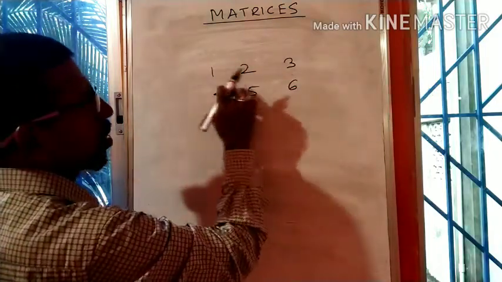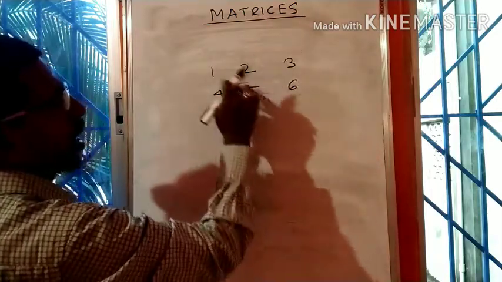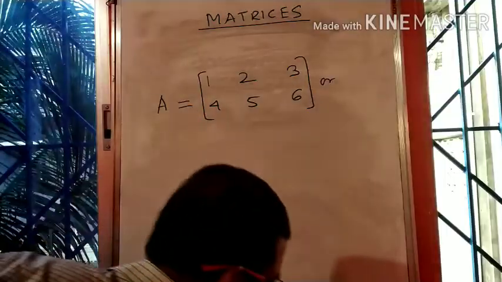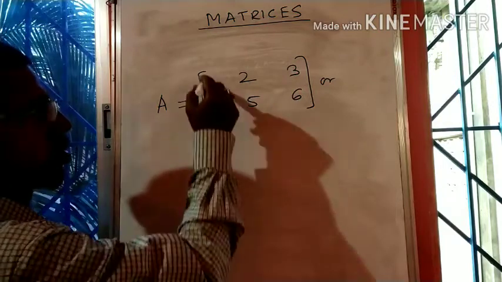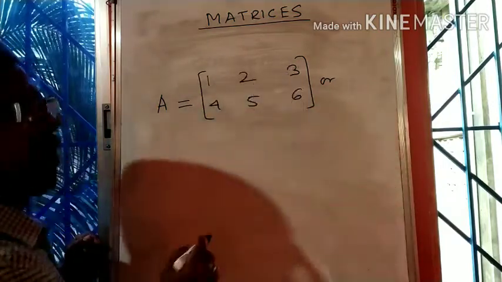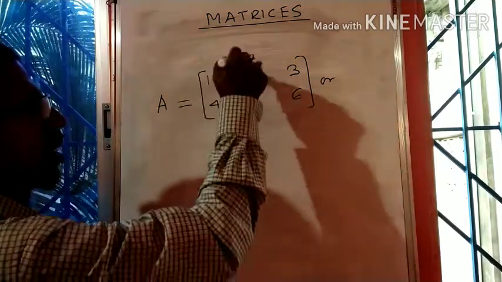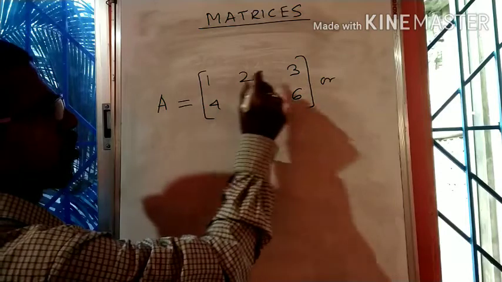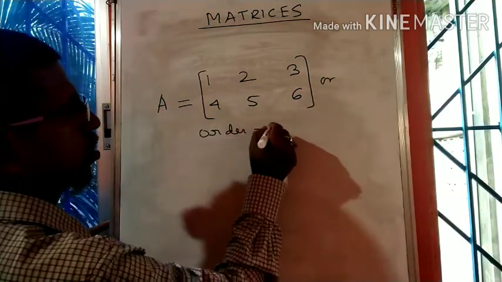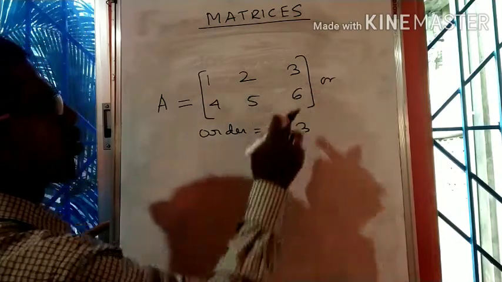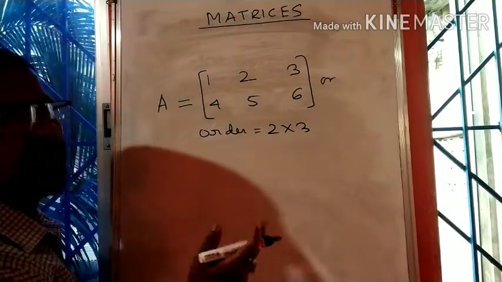So there are two rows. Horizontal lines are rows and vertical lines are columns. So there are two rows and three columns. There are two horizontal rows and three vertical columns. So these horizontal lines are known as rows and vertical lines are known as columns. So the order of the matrix will be 2 by 3. So order will be 2 rows and 3 columns. Similarly, we can find out matrices of different orders.